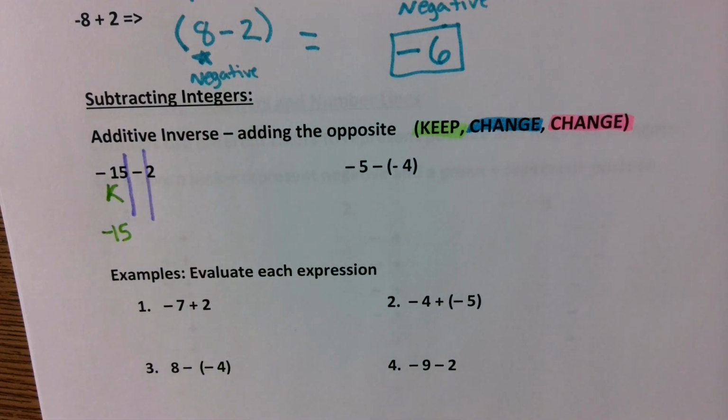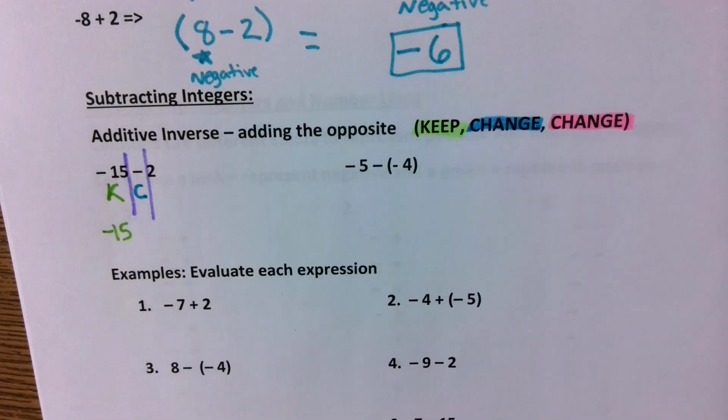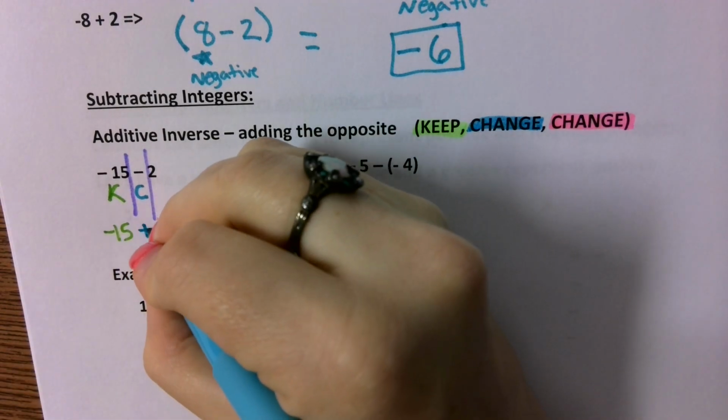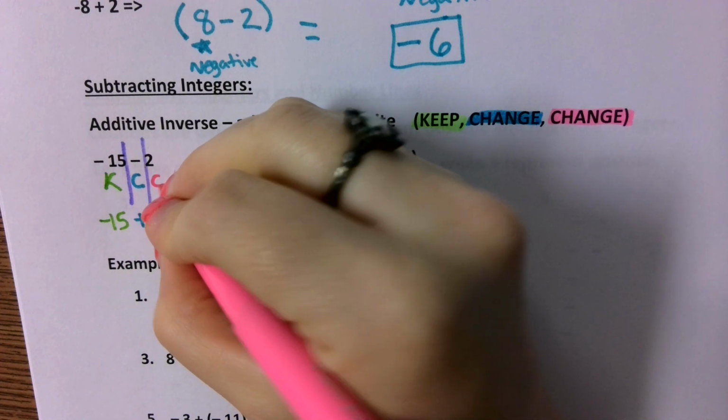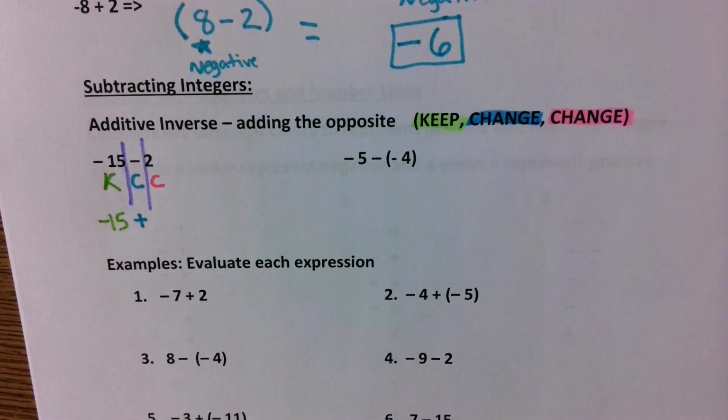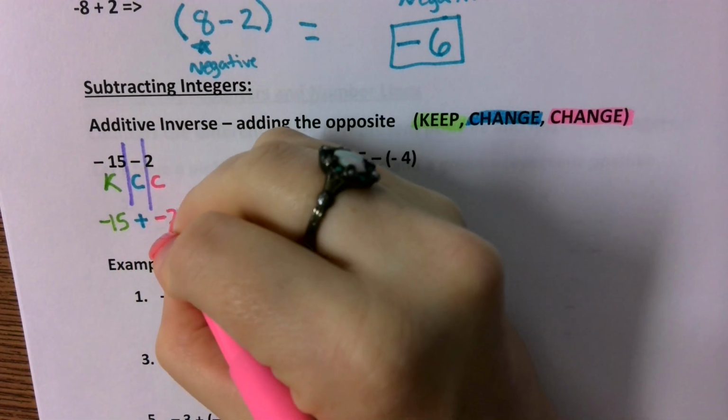We're going to change the subtraction. What did I say we're going to change it into? Subtraction changes to what, Jada? Addition. Good. Subtraction changes to addition. Okay, and then the 2 is going to change. Remember, it becomes its opposite. So what's the opposite of positive 2? Negative 2. So we've now got a negative 2.